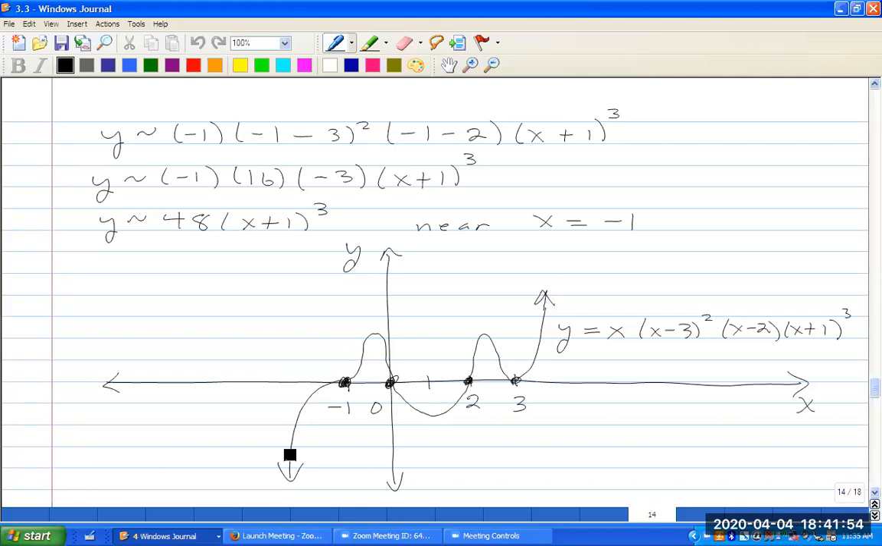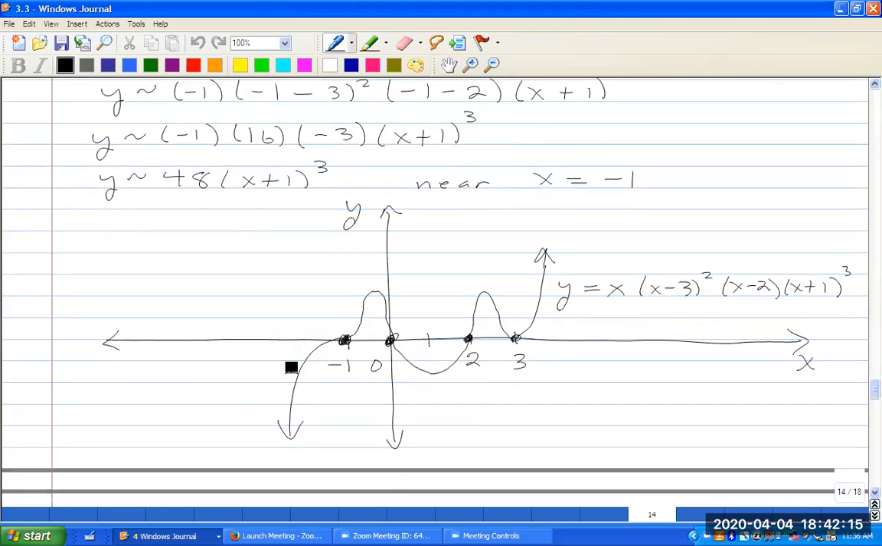So really all you needed to do is find the roots, find what the degree was, see what the sign of the leading order coefficient is, and then from there you can sketch it just looking at the multiplicities. Okay? Let's go on to the next problem.